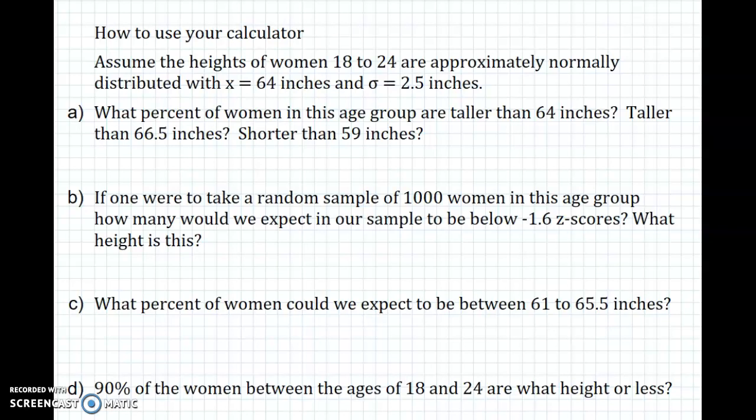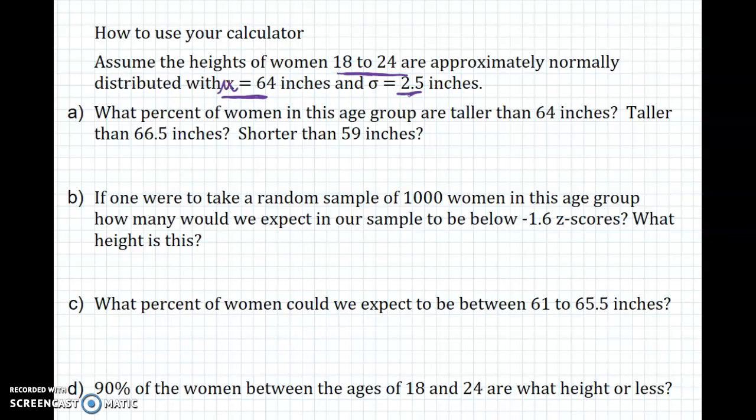Hello, this is our last video about normal distributions, and we are going to talk about how to use our calculator to do a lot of the normal distribution calculations. So we have this example. Assume the heights of women 18 to 24 are approximately normally distributed with a mean of 64 inches and a standard deviation of 2.5 inches.